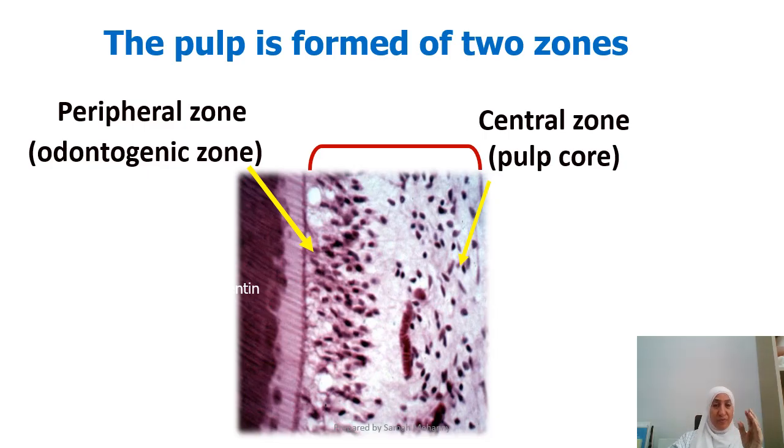The peripheral zone, which is called odontogenic, from its name, of course, due to the presence of the odontoblastic cells. Thus, this zone is called the peripheral odontogenic zone, while the remaining part of the pulp is called the central zone or pulp core.